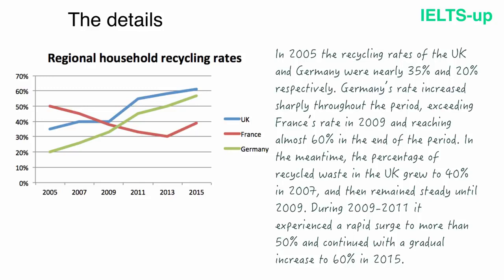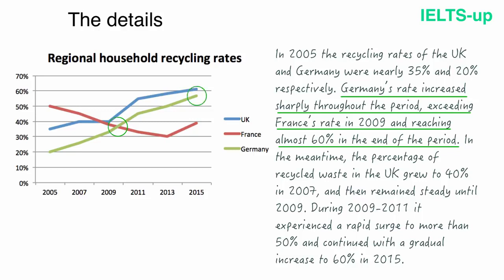And here's my first paragraph with the details. I started by describing the data in the beginning of our time period. In 2005, the recycling rates of the UK and Germany were nearly 35% and 20% respectively. After that, I describe how Germany's rate changed, providing the percentages in some important points, and in the end of our time period. Germany's rate increased sharply throughout the period, exceeding France's rate in 2009 and reaching almost 60% in the end of the period.